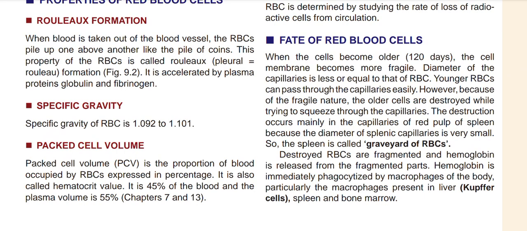The destruction occurs mainly in the capillaries of the red pulp of the spleen. Because the diameter of the splenic capillaries is very small, the spleen is called the graveyard of RBCs.